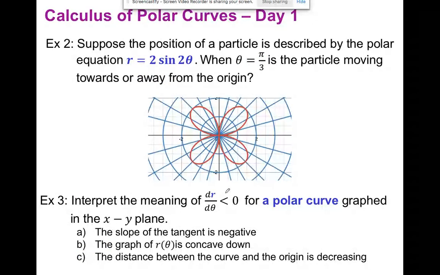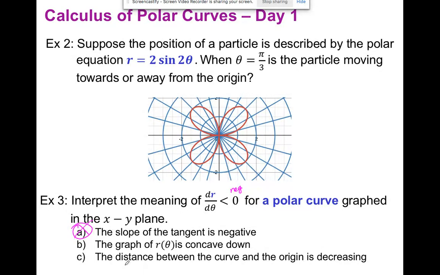Interpret the meaning of dr d theta when dr d theta is negative. Look at the first choice. The slope of the tangent is negative. How many of you are going to choose that? Please don't. Concave down has something to do with the second derivative, certainly not the first.